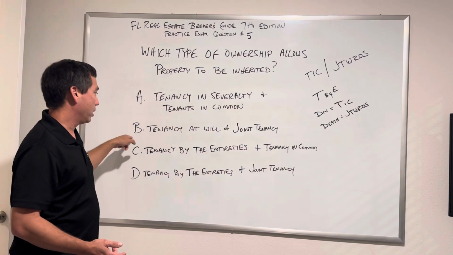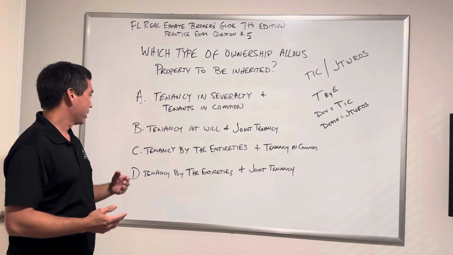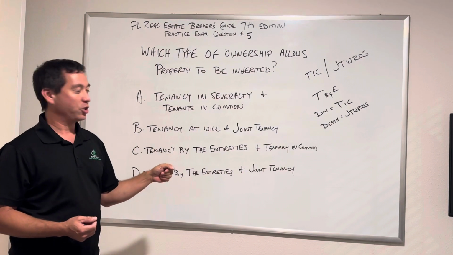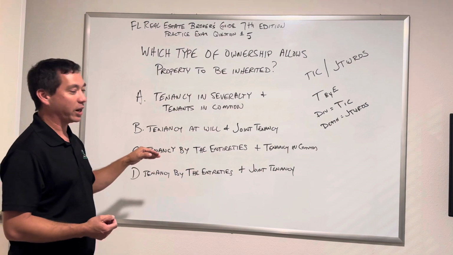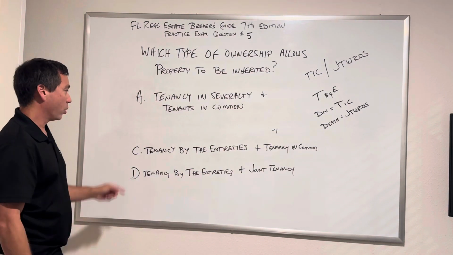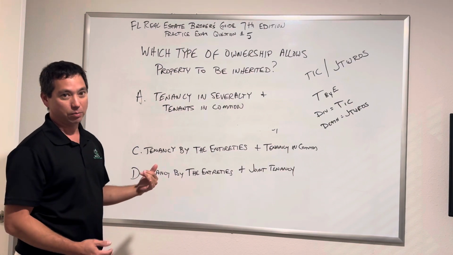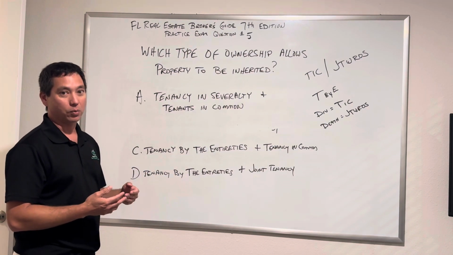Let's go to B. B, tenancy at will has to do with one thing. It has to do with renting. So, can you inherit rented property? No, the answer is wrong. Let's take B out, right? Don't worry about what the other one said because it's wrong because of the tenancy of the rental.